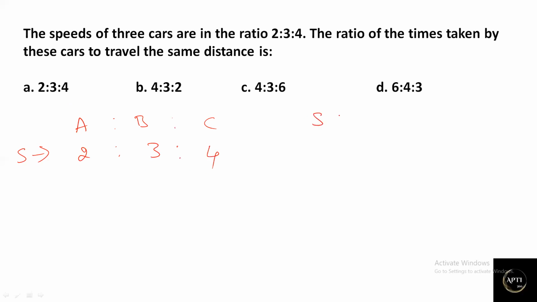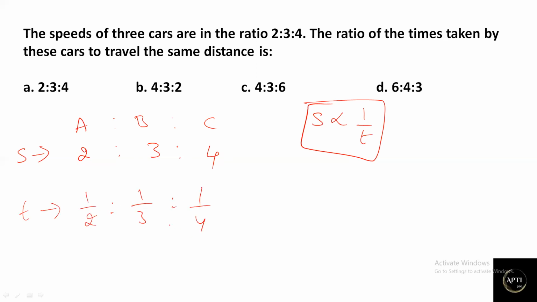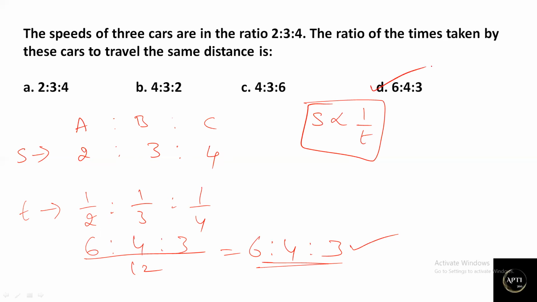We know that speed is inversely proportional to time. If speeds are in the ratio 2 is to 3 is to 4, can you tell me the times are in the ratio 1 by 2 is to 1 by 3 is to 1 by 4? Correct. Now, what will be the LCM here? LCM is 12, and 2 six times is 12, 3 four times is 12, 4 three times is 12. So the final ratio is 6 is to 4 is to 3. That's it. I hope you all are clear with this. 6, 4, 3, option D is correct.